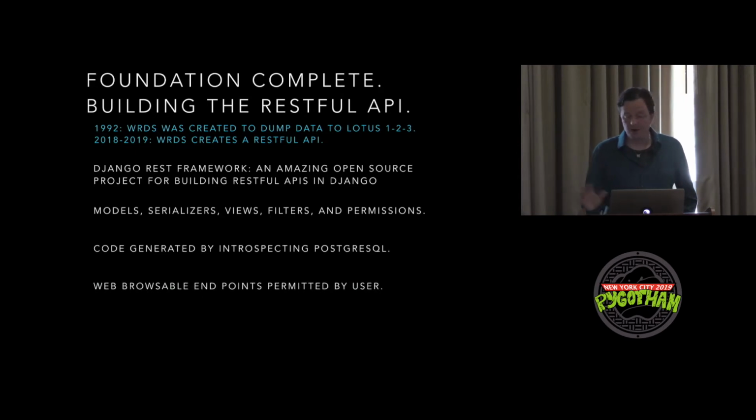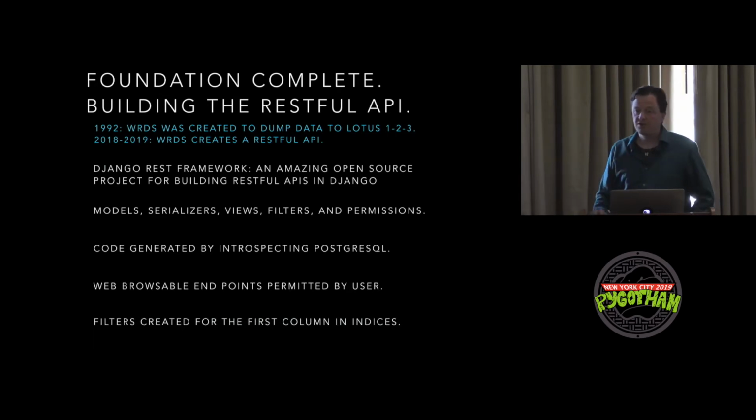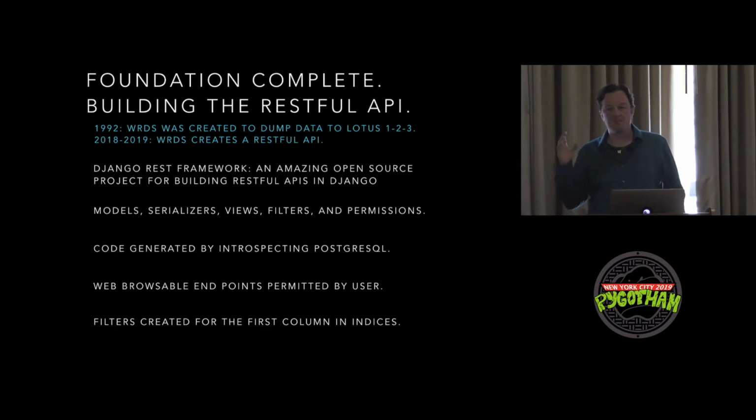So the web browsable endpoints are all permitted by user. We built in a shim to inherit the permissions that are applied at the Postgres level to the framework. So it really is a plug-and-play interface. We also built out a routine which will automatically add filters and searches to the RESTful API endpoint by introspecting the indexes within Postgres. So it will find the first column of every index within the website and make the appropriate field within the model a filterable field within the API if it is an indexed field in the underlying database.